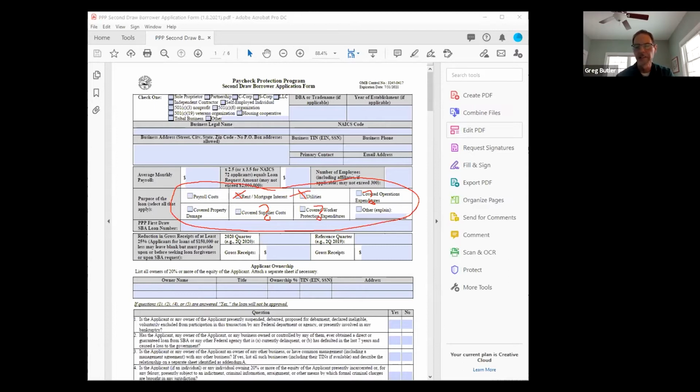Now to your point, Todd, to the extent that borrowers have not filed their first round loan forgiveness application, we're saying, hey, maybe you want to be more intentional, and instead of just putting payroll on there, you want to put more categories on there.